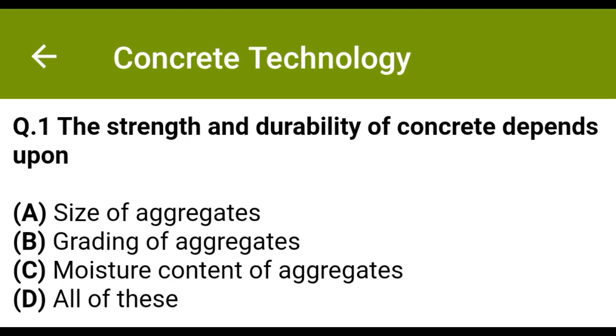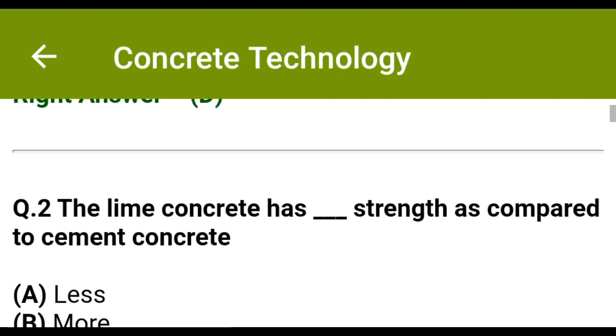The strength and durability of concrete depends upon: option A, size of aggregates; option B, grading of aggregates; option C, moisture content of aggregates; option D, all of these. The correct answer is option D, all of these.